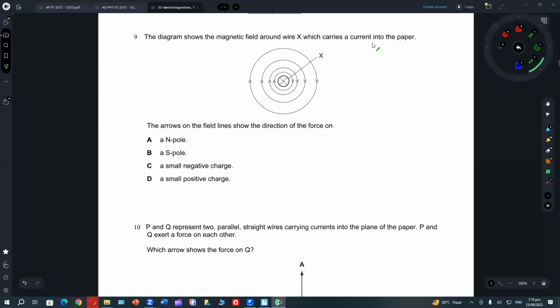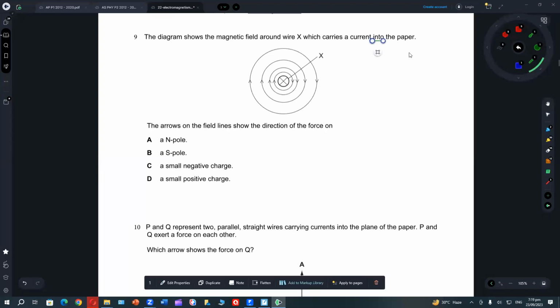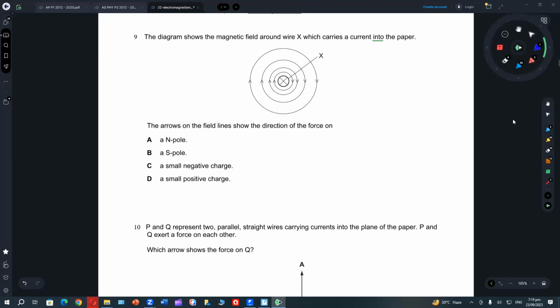The previous one was D. Yes. Your answer was right. And the diagram shows the magnetic field. And look at this diagram. This is again a magnetic field around a straight wire. You have to use Fleming's right-hand rule, the right-hand grip rule.